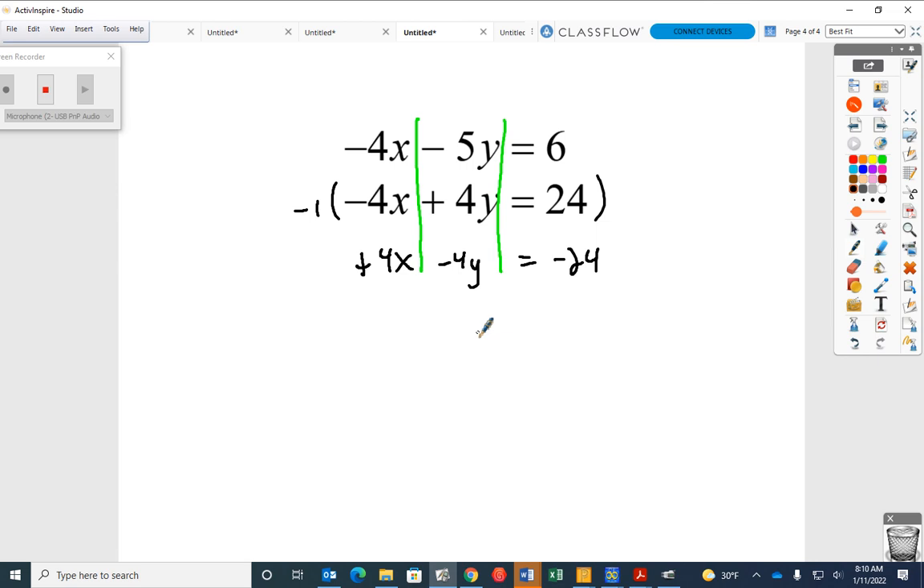Okay. Do you understand why we multiply by negative 1 here, guys? Yes. Because we had to set up something so that it would eliminate, right? So this is no longer here. Did we eliminate our x's? Yeah. So if we have a negative 5y and a negative 4y, what do we now have? Negative 9y. And we have a 6 and a negative 24.